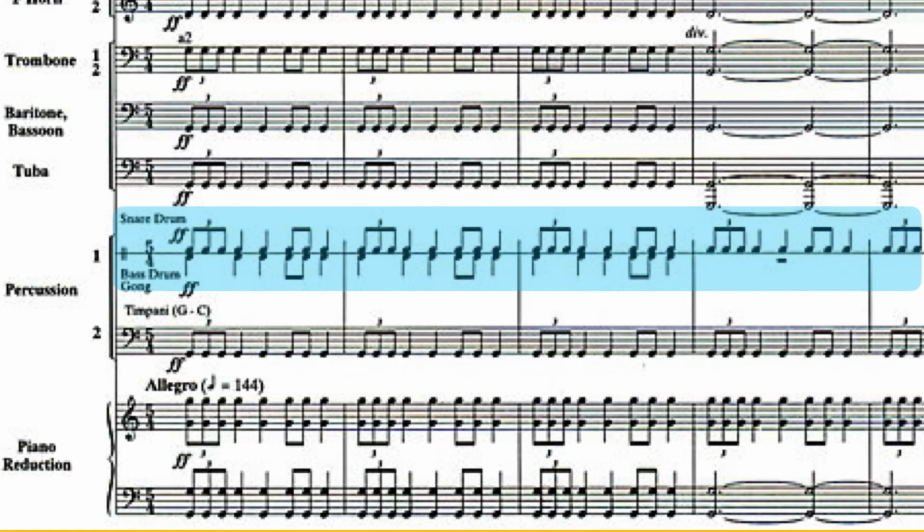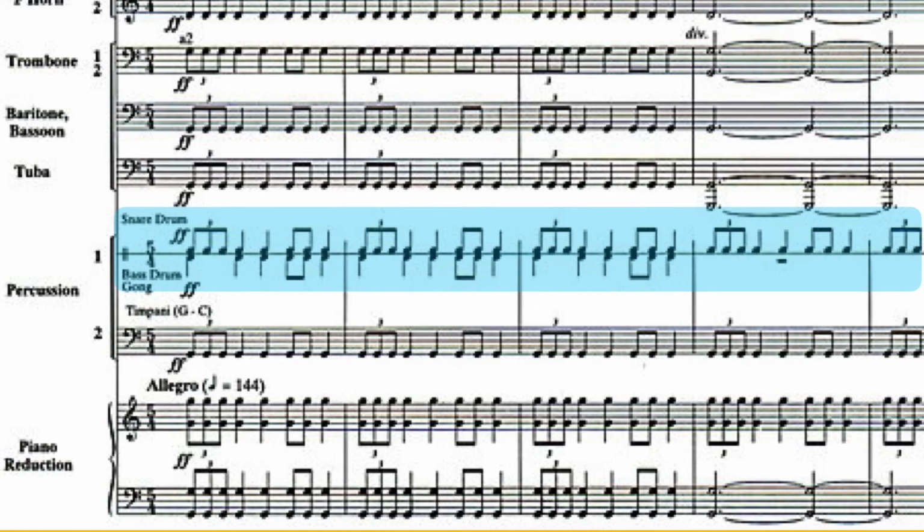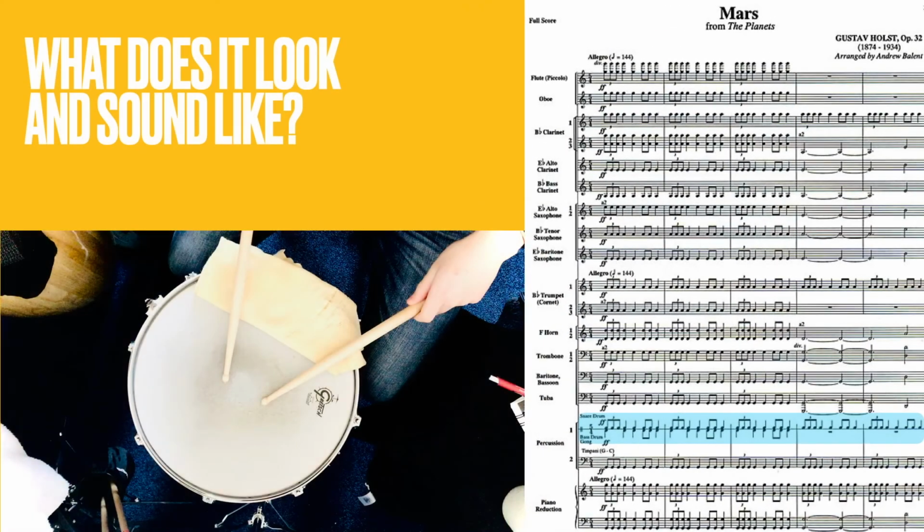So you can see it's a repeated pattern. There's a triplet, two crotchets, two quavers, and a crotchet again. Let's take a listen.